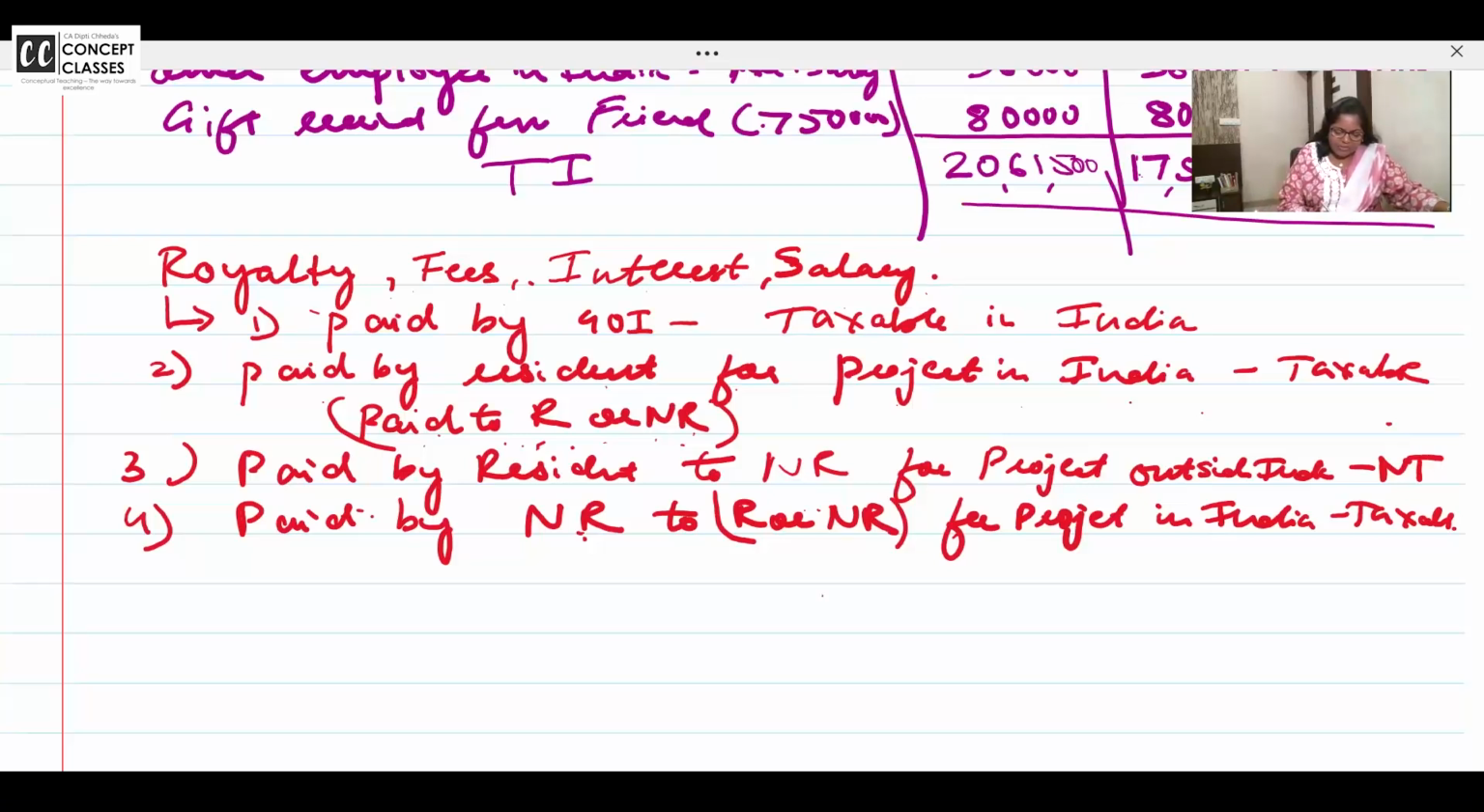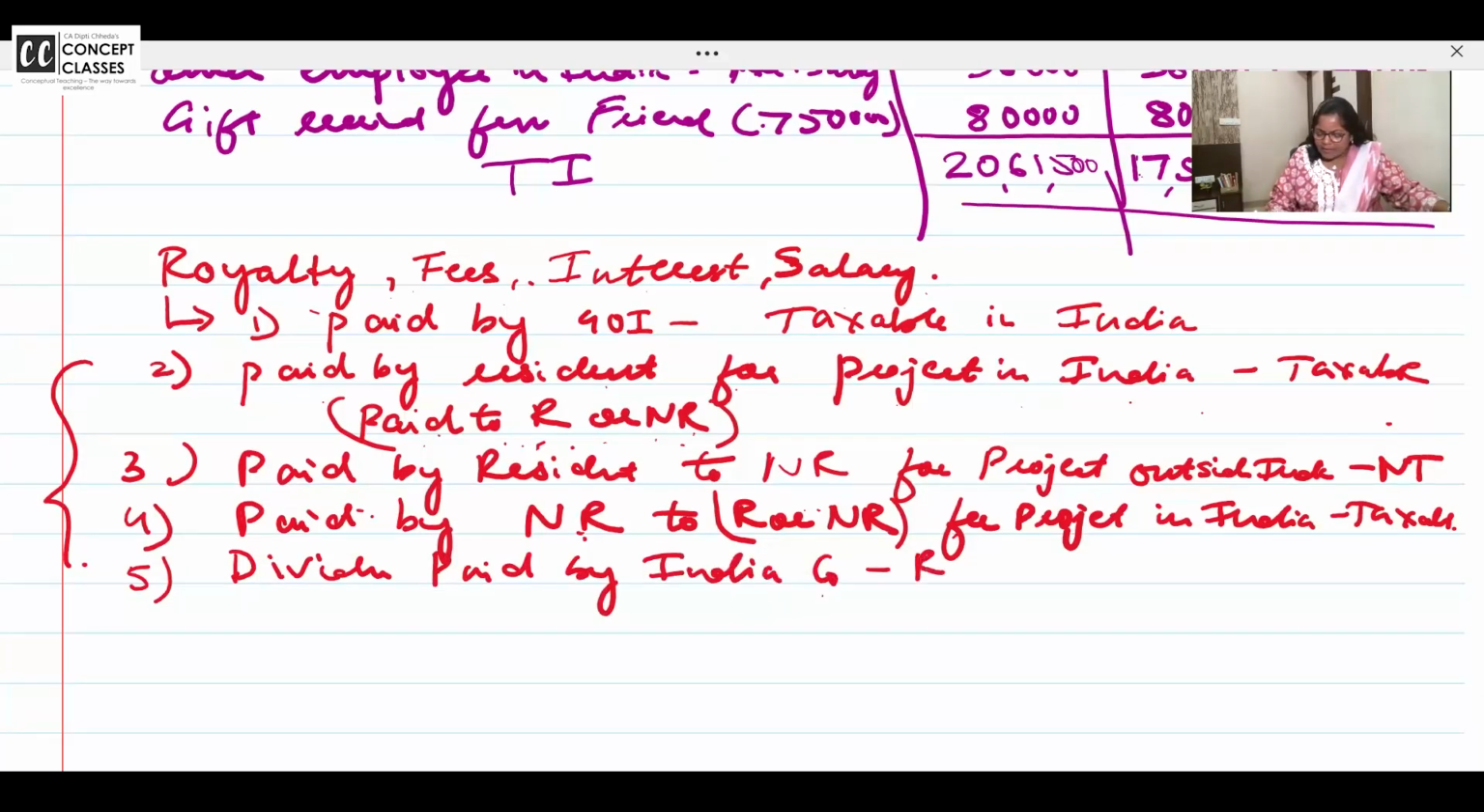And the last one. These three are linked; the first and the fifth are separate. Dividend paid by an Indian company to a resident or non-resident is taxable, because the dividend is paid by an Indian company in India. I'm going to solve 10-15 examples coming up, so this will be clear. But did you understand what you wrote? Once you finish writing, I'll take you to the books, meaning notes, so it will become clearer.